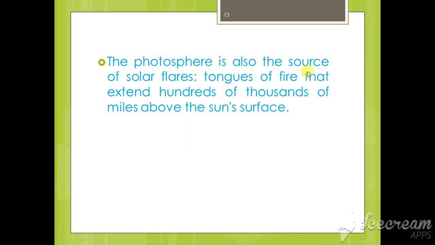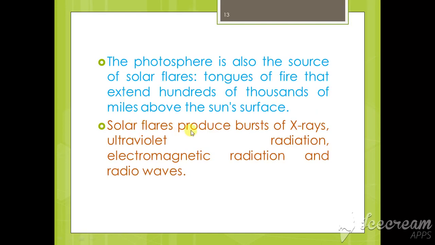The photosphere is also the source of the solar flares. Solar flares are basically tongues of fire that extend hundreds of thousands of miles above the sun's surface. I will discuss its effect and the details of the solar flares. Solar flares produce bursts of X-rays, ultraviolet radiation, electromagnetic radiation and radio waves.